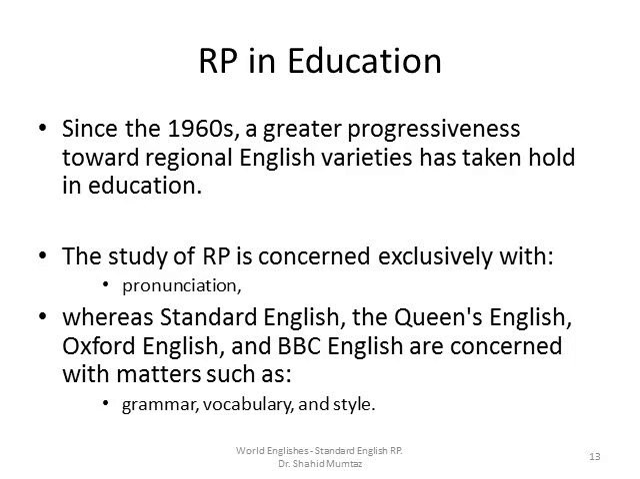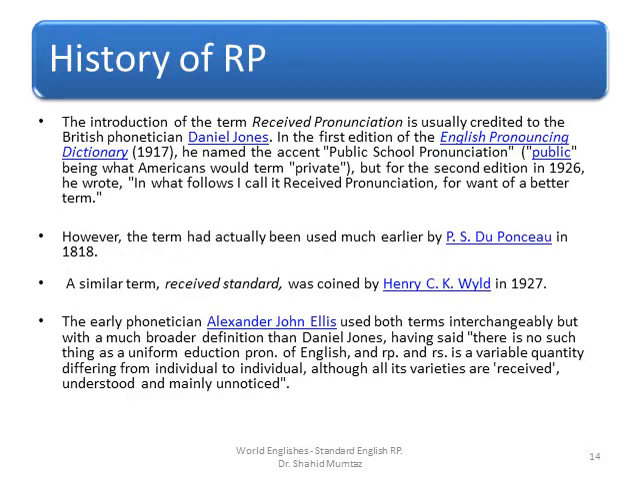Now, the role of RP in education. Since the 1960s, a greater progressiveness toward regional English varieties has taken hold in education. The study of RP is concerned exclusively with pronunciation, of course, whereas Standard English, the Queen's English, Oxford English, and BBC English were concerned with matters such as grammar, vocabulary, and style.